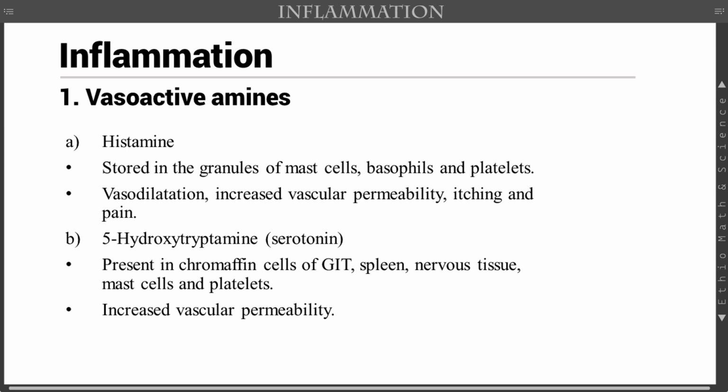Serotonin, 5-hydroxytryptamine, is abundant in enterochromaffin cells and platelet-dense granules. When platelets aggregate, serotonin is released and can modulate vascular tone and permeability and influence smooth muscle, including in the bronchial tree. These amines are first responders, fast on, fast off, setting the initial conditions for everything that follows.